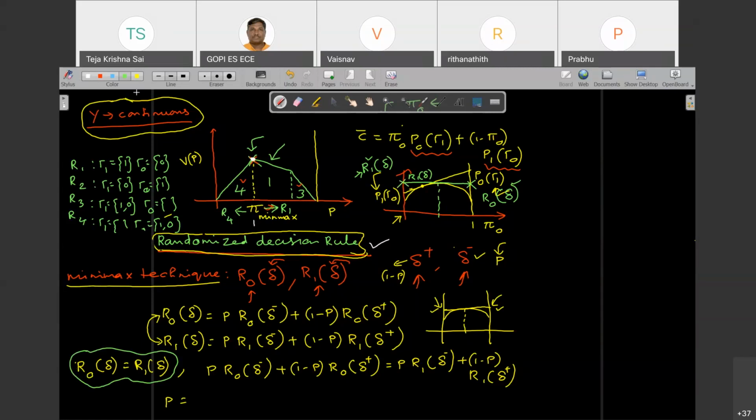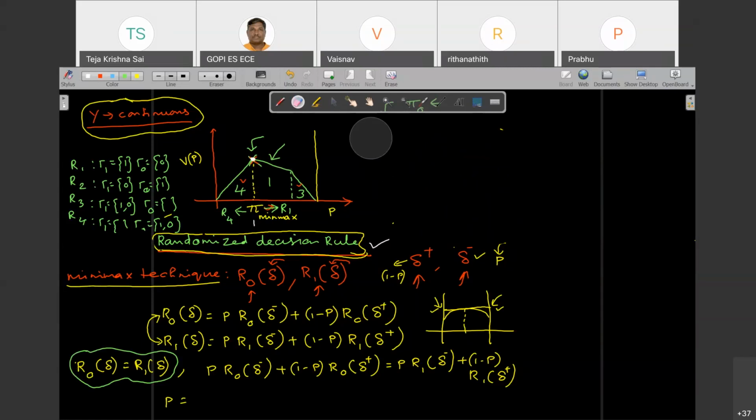Someone solved this, but now coming to this binary channel model, this is the more general discrete case. When it is continuous, there is no problem. You will not have something like delta minus and delta plus.